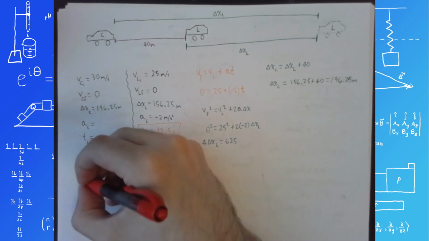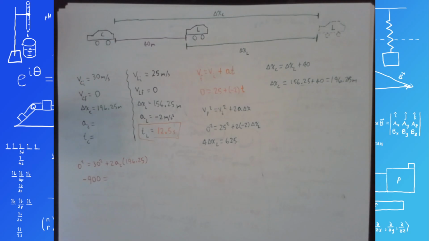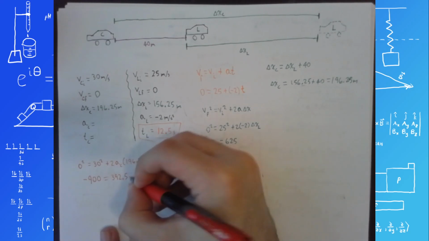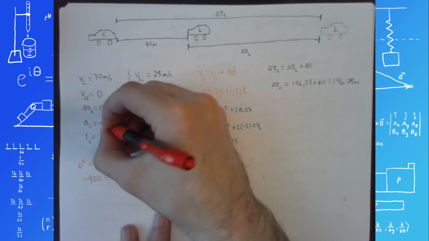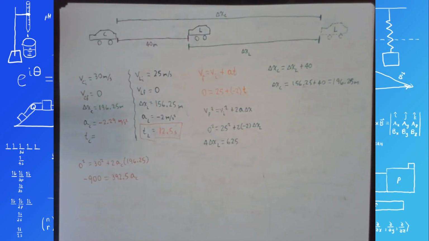I'm going to subtract the 30 squared on both sides, so I get negative 900 equals whatever that is. 2 times 196.25 is 392.5, so negative 900 equals 392.5 times the acceleration of the chasing car. If I divide negative 900 by 392.5, I get negative 2.29. The acceleration needs to be negative 2.29 meters per second squared, or less. I would feel more comfortable if it was something like negative 2.5 instead.